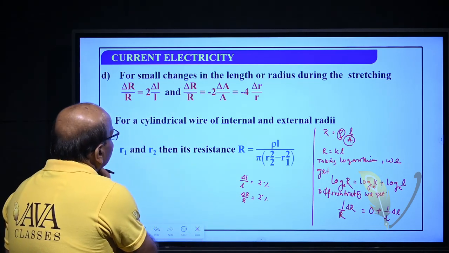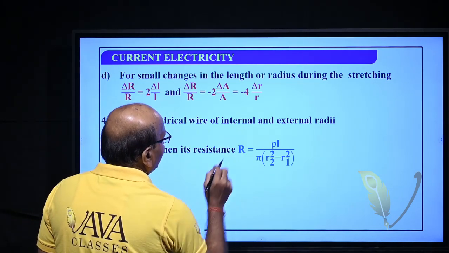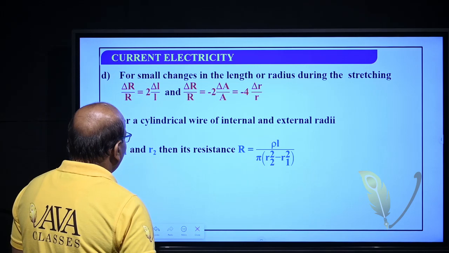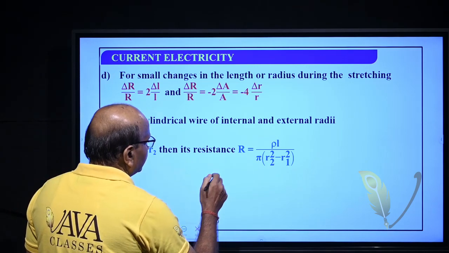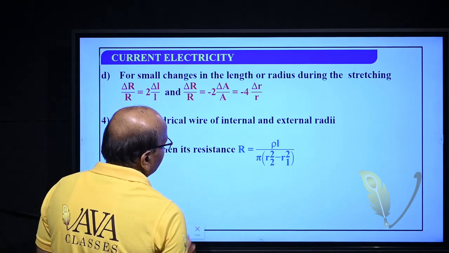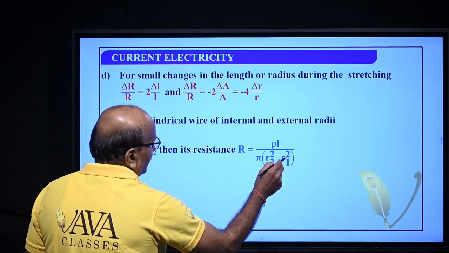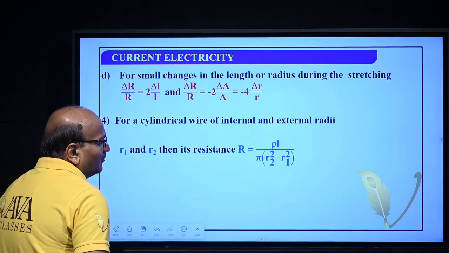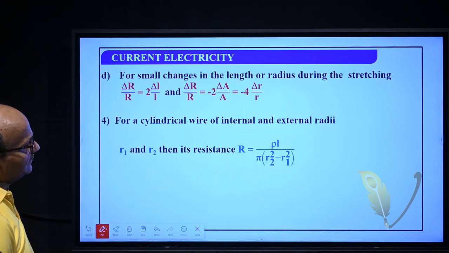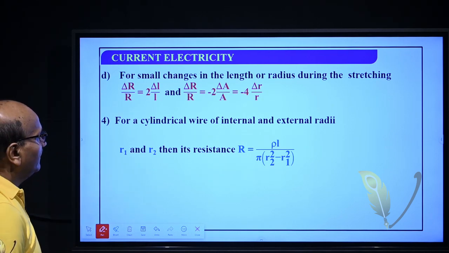So now for a cylindrical wire of internal and external radius R1 and R2, its resistance R is equal to rho L by pi into R2 square minus R1 square, where R1 is the internal radius and R2 is the external radius.